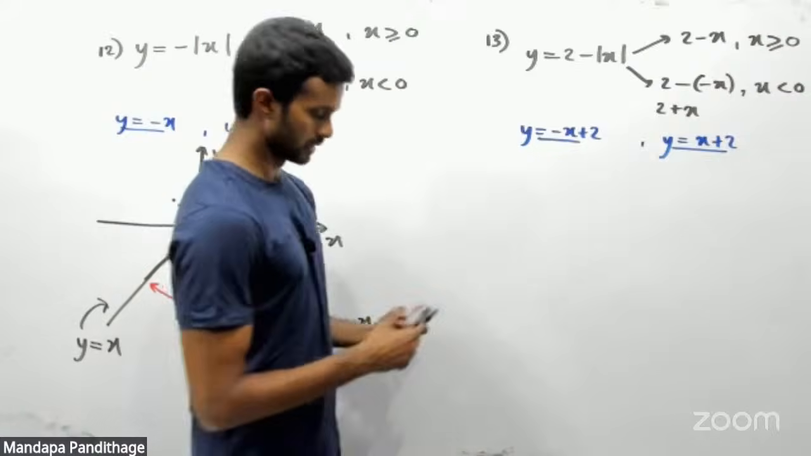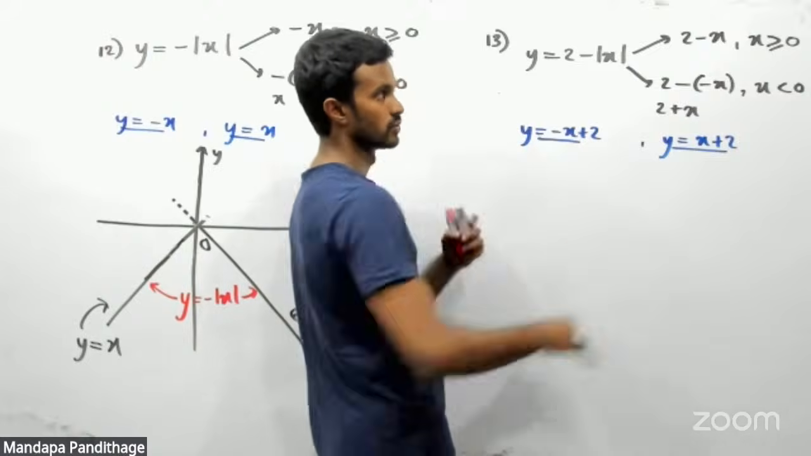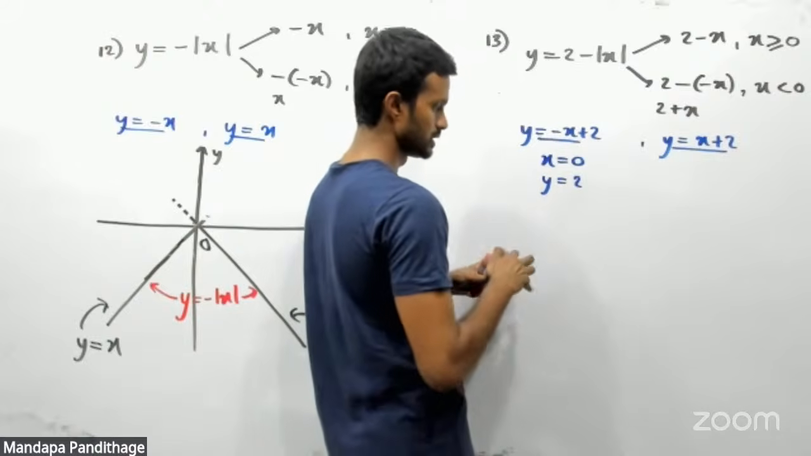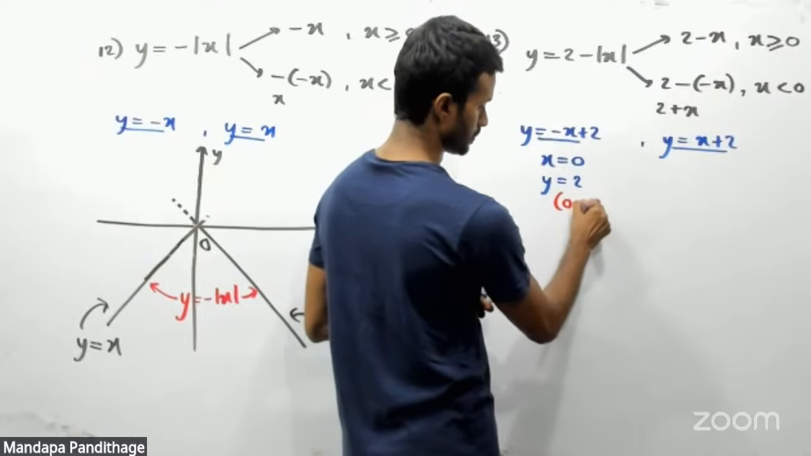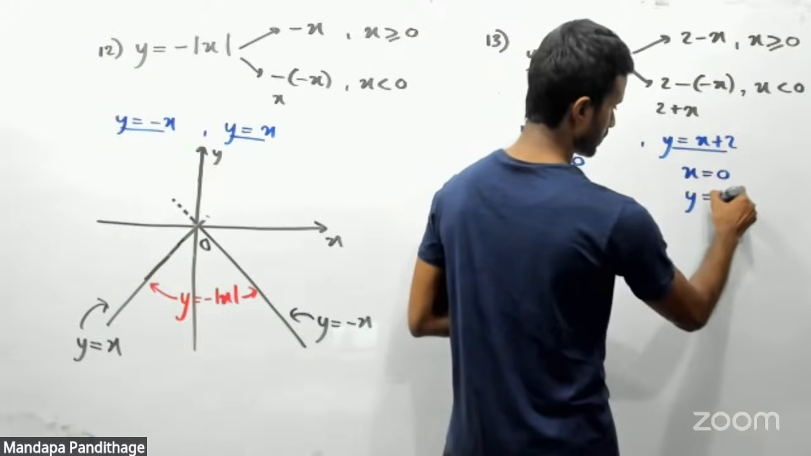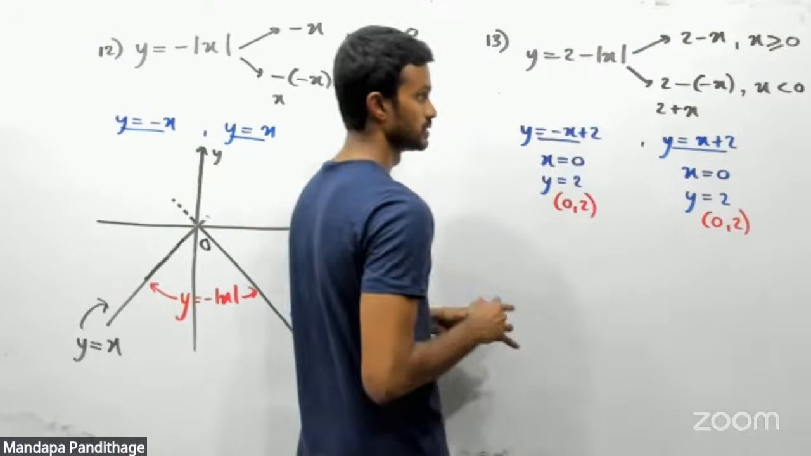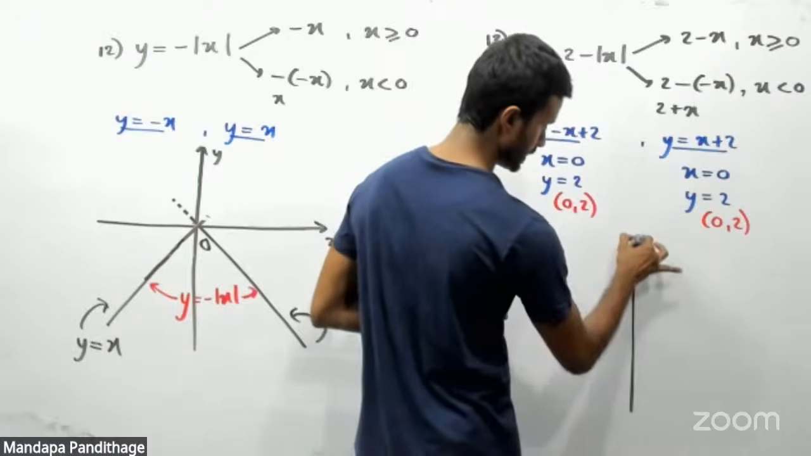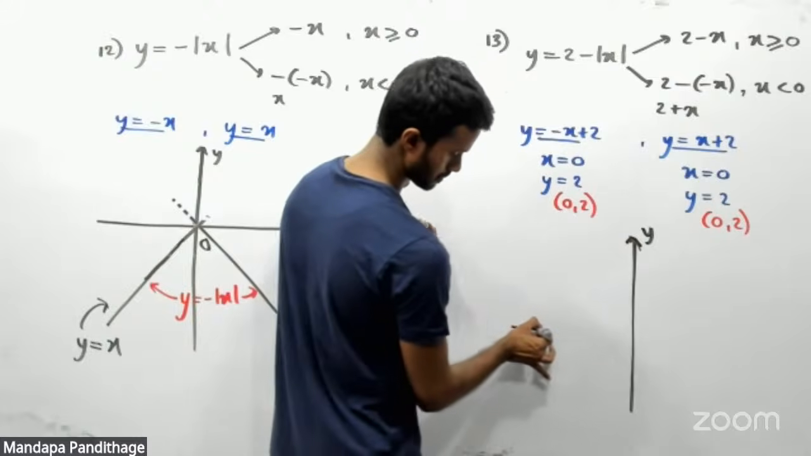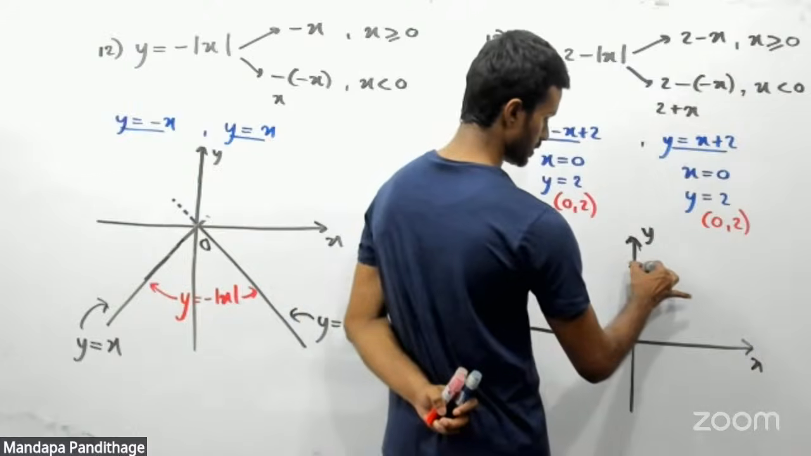Okay, so then find one point. Here you can use the intercept. I told you to find the turning point. So what is the turning point? That is when x equals 0. So when x equals 0, y is equal to 2, which means it is going through the point 0, 2. And even here, when x equals 0, y is equal to 2, which means it is going through the point 0, 2. So draw the two straight lines which are going through this point 0, 2.